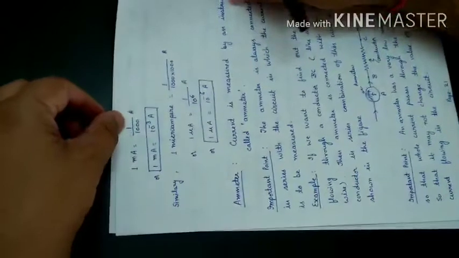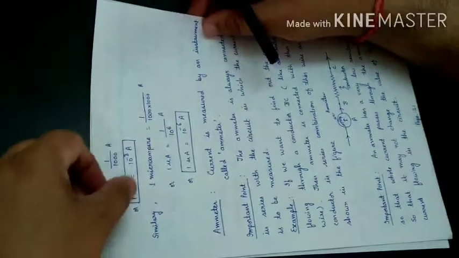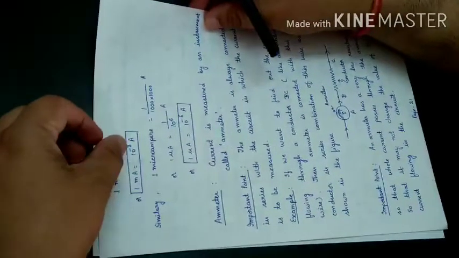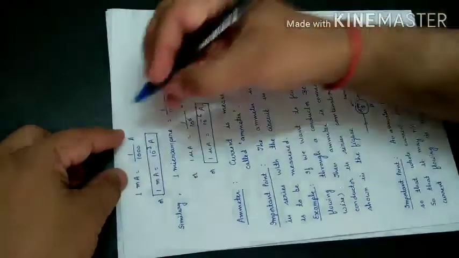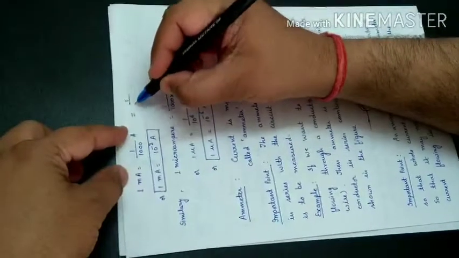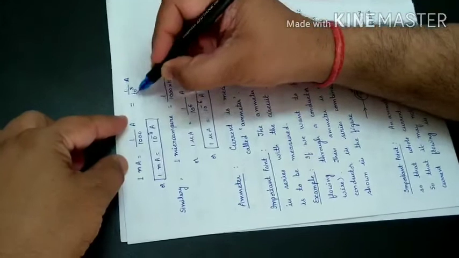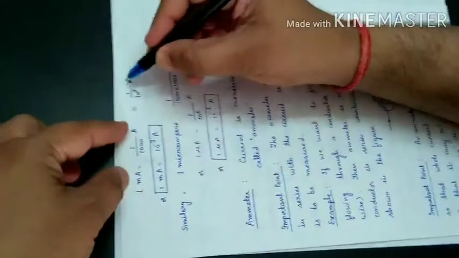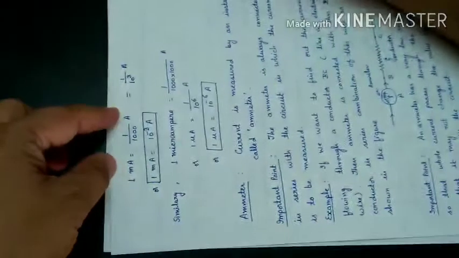So 1 milliampere is equal to 1 by 1000 ampere, or 1 mA is equal to 1 by 1000 A. 1 by 1000 can be represented as 10 to the power minus 3. You can write it as 1 upon 10 to the power 3. When this power of the denominator is brought into the numerator, positive becomes negative, so it becomes 10 to the power minus 3. So 1 milliampere is equal to 10 to the power minus 3 ampere.